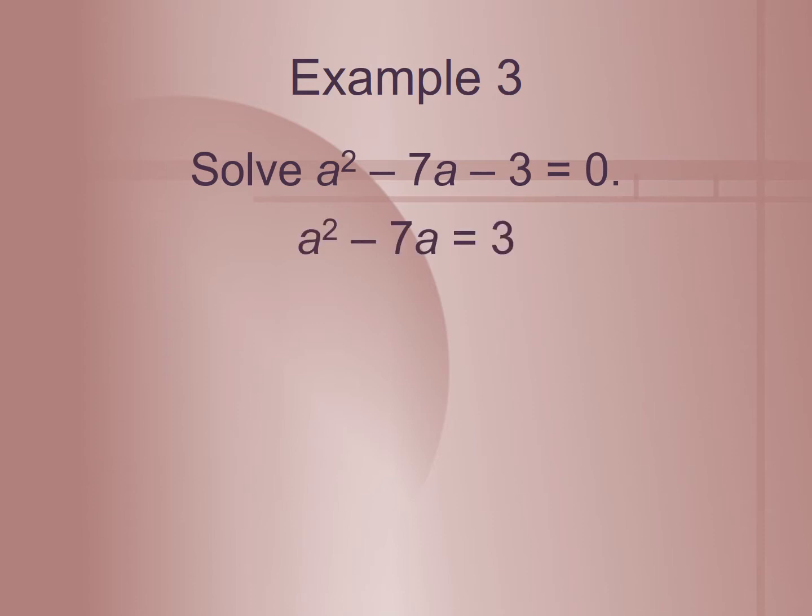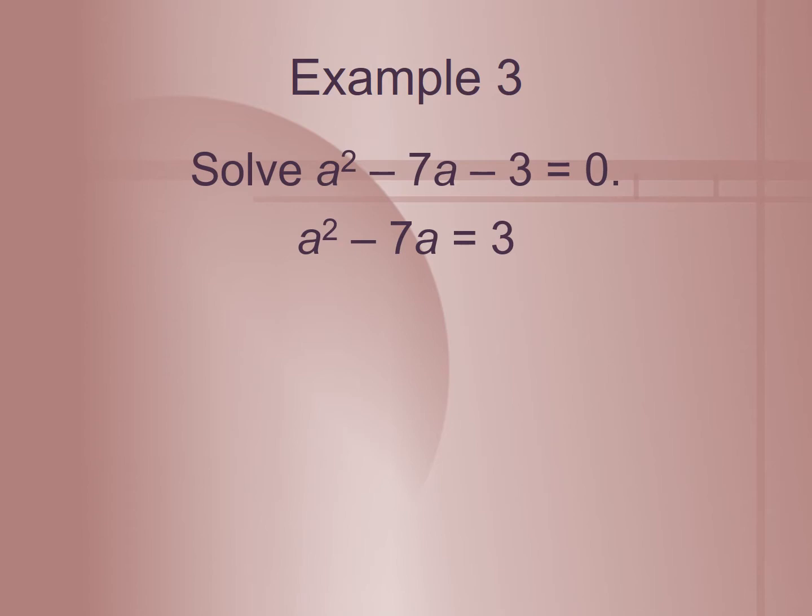So let's look at an example. Let's solve a squared minus 7a minus 3 equals 0. So the first thing we have to do is put it into x squared plus bx equals c form. So we have to add 3 to both sides to get it into that form.